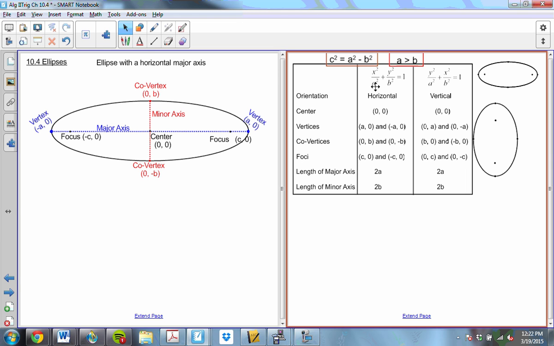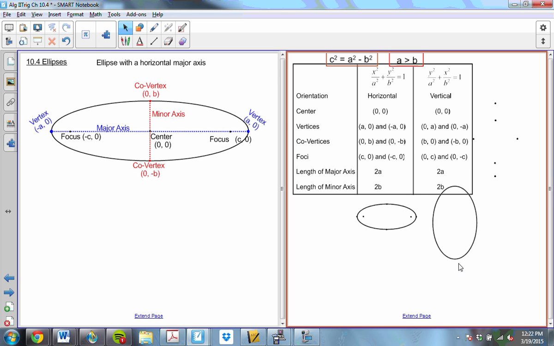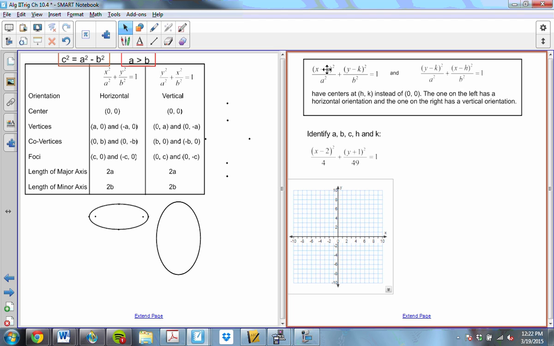So here, if the bigger number is underneath x, it stretches things left to right. This is a horizontal graph. If the a value is underneath the y, if the bigger number is underneath the y, it stretches things vertically up and down. None of these graphs right now have had their center moved. If the center gets moved, you have this h and this k. So h and k moves your center to be at h, k instead of 0, 0, and then you graph.